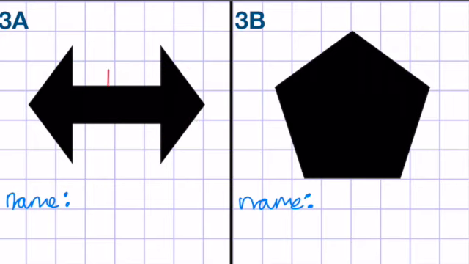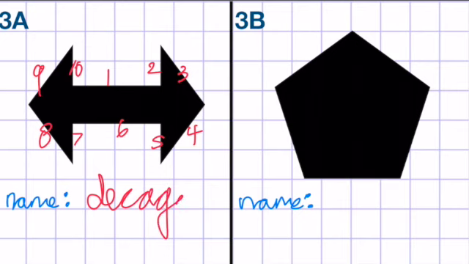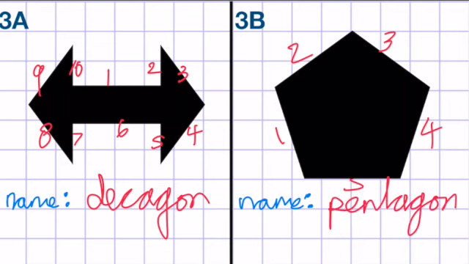So 1, 2, 3, 4, 5, 6, 7, 8, 9, 10. So it's got 10 sides. So it's a decagon. 1, 2, 3, 4, 5. So that is a pentagon.